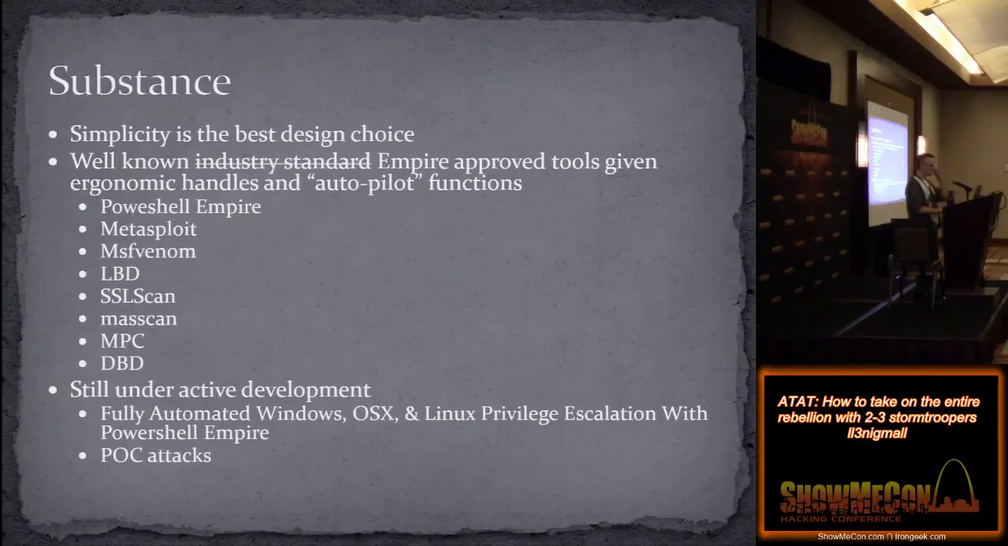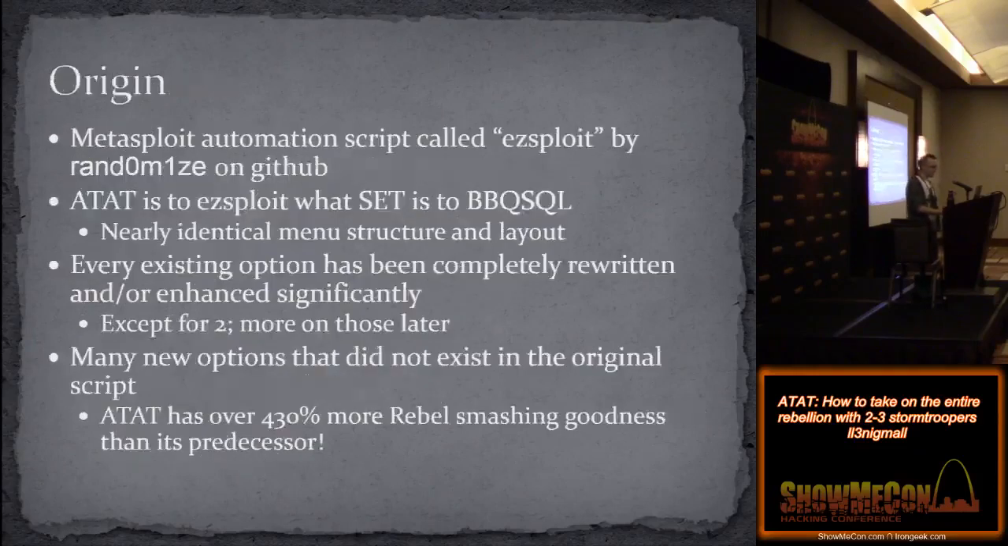The substance of the tool comes from simplicity being the best design choice perspective. And with that, ATAT is essentially just well-known industry standard tools given ergonomic handles and autopilot functions. Here is a list of some of the tools that are supported presently, and it's still under active development. A couple of things that I'm working on are fully automating privilege escalation for Windows, OS X and Linux, and I'm also working on support for proof of concept code attacks.